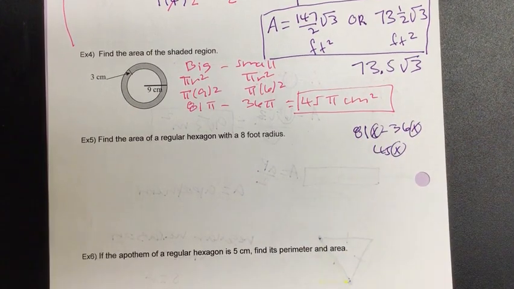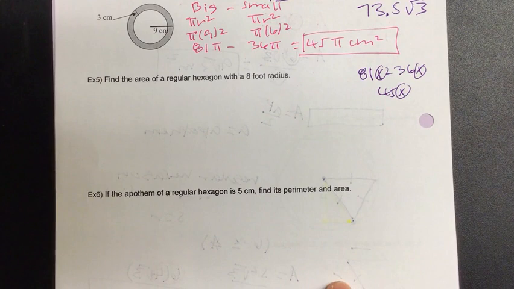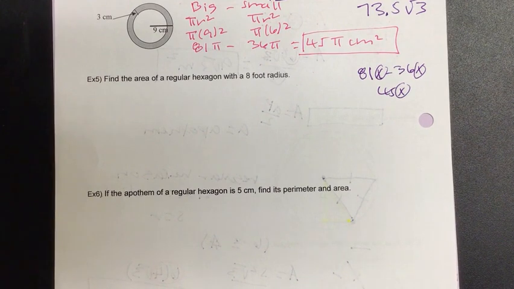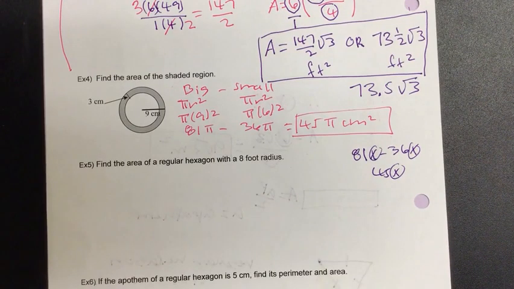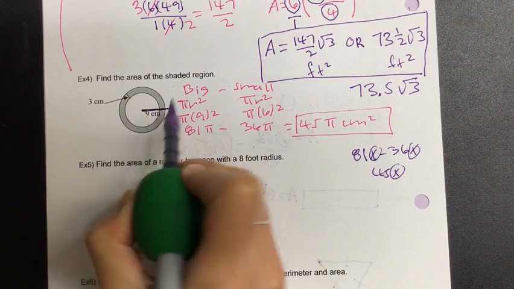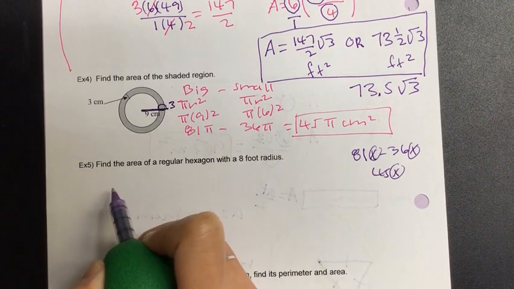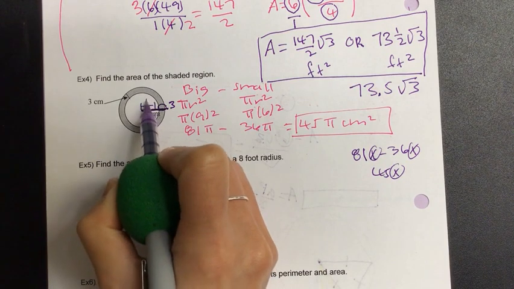Okay? So let's go on to example number 5. On example 5, yes ma'am. Where did you get 6 from? If this whole thing is 9 and this partial is 3, then the smaller one must be 6.